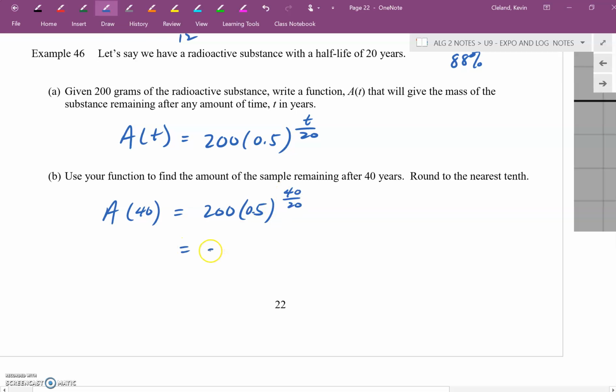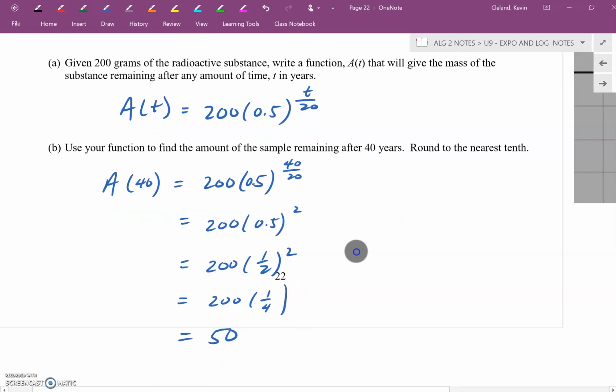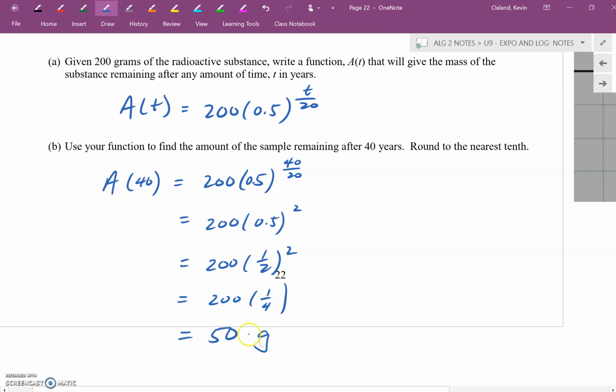Well, 40 over 20 can be reduced there in the exponent, so that's 2. And 0.5 is 1/2. 1/2 squared is 1/4. So 1/4 of 200 is 50 grams.